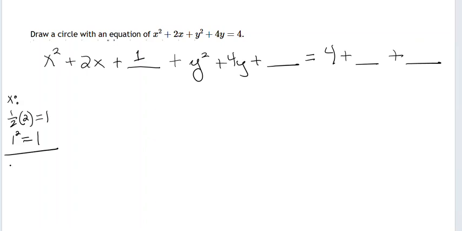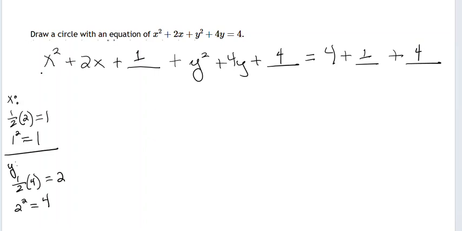And then I have to complete the square for the y. So I'm going to take 1/2 of 4. I get 2. And then I take 2 and I square it, and I get 4. So I'm going to add that to this side for the y. Now, I also have to add that on the right side.